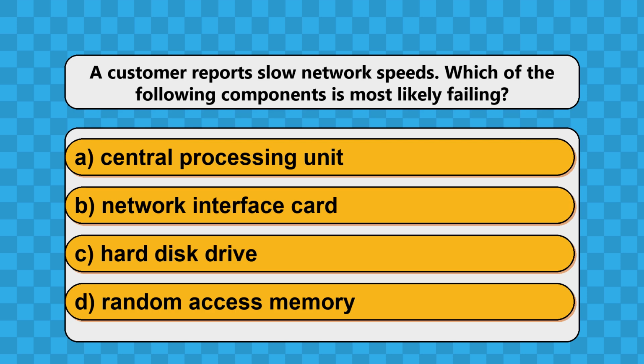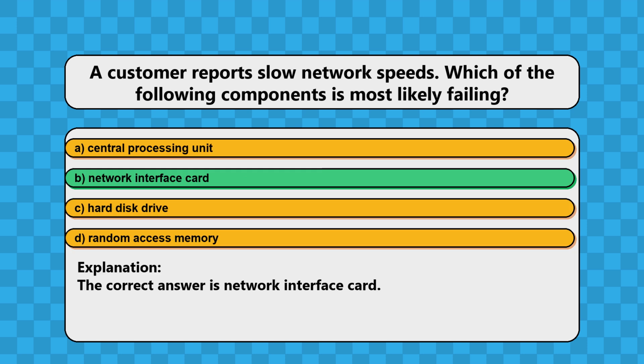Question 26. A customer reports slow network speeds. Which of the following components is most likely failing? Option A. Central processing unit. Option B. Network interface card. Option C. Hard disk drive. Option D. Random access memory. The correct answer is option B. Network interface card.